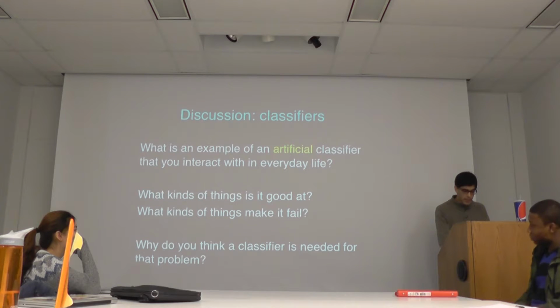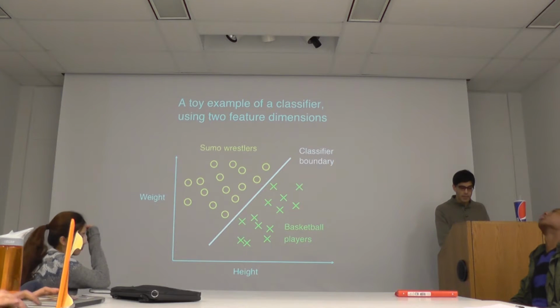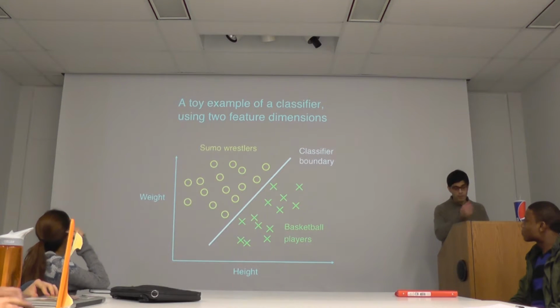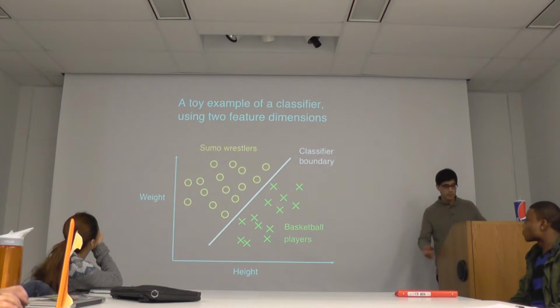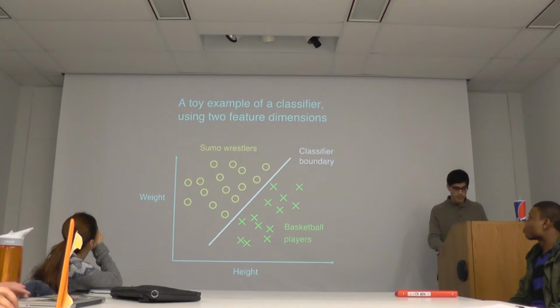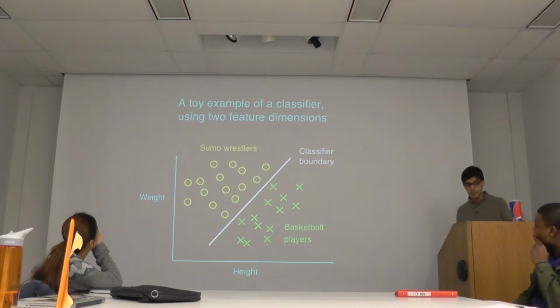So here's a very simple toy example of a classifier, using 2 feature dimensions. Frank raised an interesting point about different dimensions of music in Pandora. Here's more or less the simplest possible classifier. You've got weight and you've got height, and you're trying to figure out what sport somebody plays.